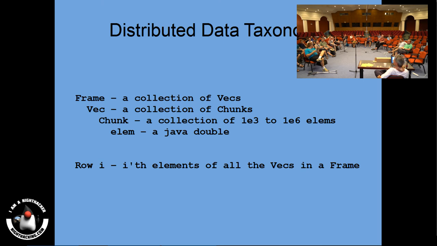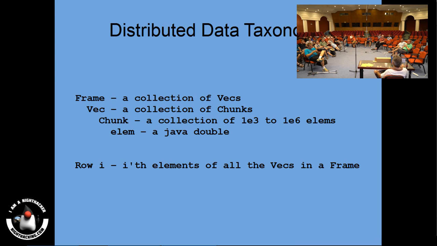Okay. So how did you determine a chunk size, 1,000 to a million? Is there something about your workload where that works, or if you had a different workload, would you need to change the chunk size, since that's your granularity of threading and whatnot?